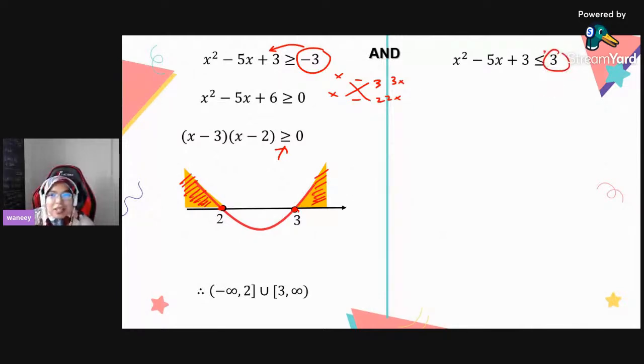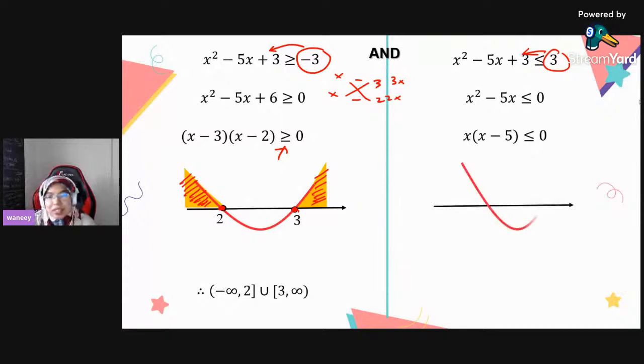So I'm going to bring the 3 to the left. So it will become x squared minus 5x less than or equal to 0. Factorize them completely. I do see that I can factorize the x. So factorize out the x. So x minus 5 less than or equal to 0. So this is positive x squared. So again, a smile graph cutting at 0 and 5. And we should take the region that is below the x-axis because this is less than 0. So below the x-axis. So the final answer for this one is in between 0 until 5.